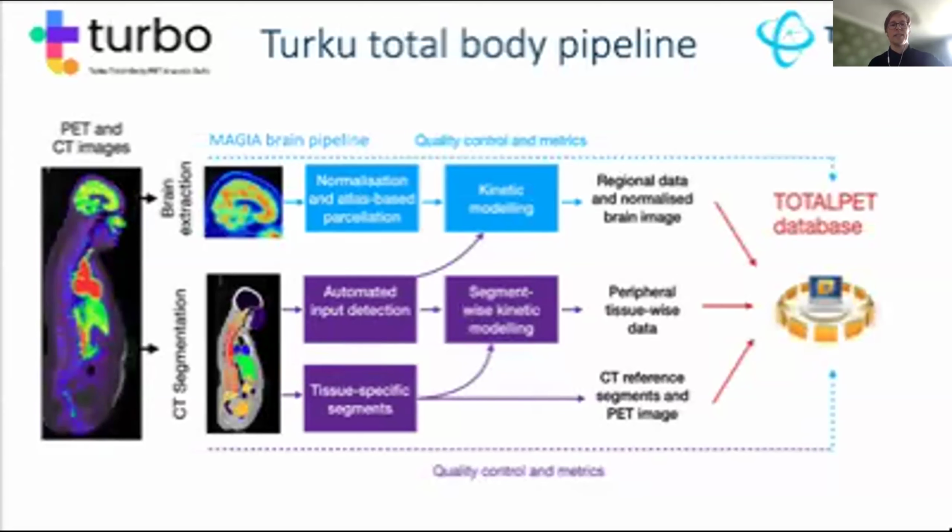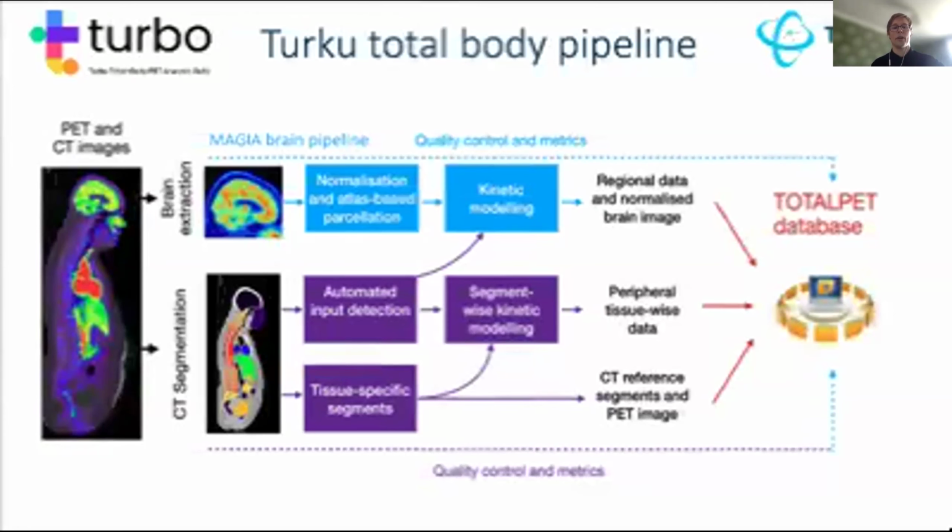First, the brain is extracted from the total body image using our own automatic software, and then the brain CT image is aligned with the brain PET image. And following that, our existing MAGIA pipeline is used for the brain PET data analysis.